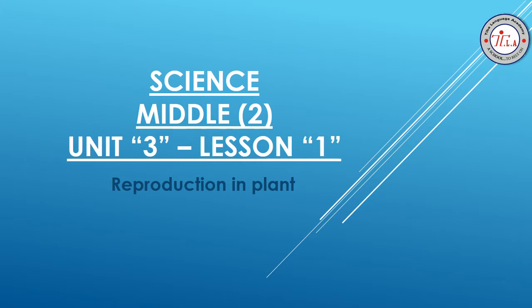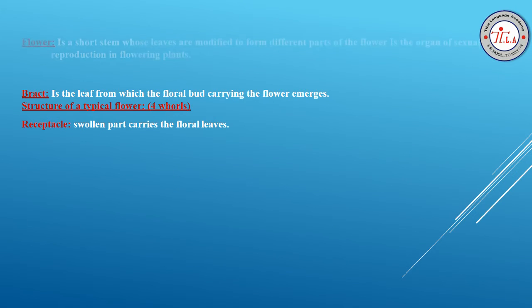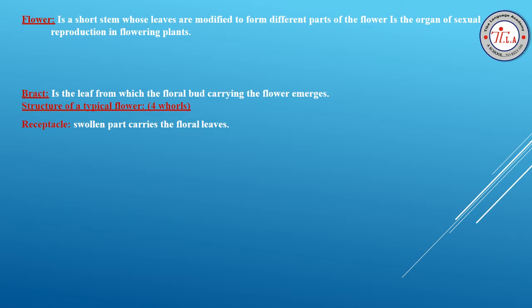Now we will demonstrate reproduction. First thing we must know is what is meant by flower. A flower is a short stem whose leaves are modified to form different parts of the flower, and it's an organ of sexual reproduction. What is meant by inflorescence? It's a group of flowers arranged on the same axis.